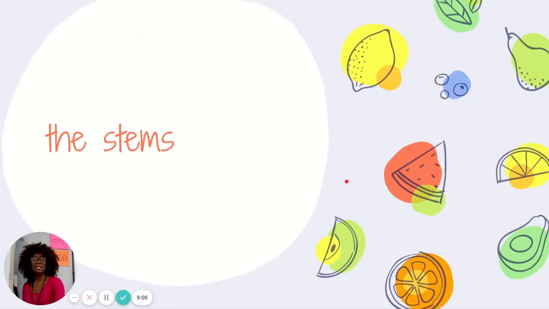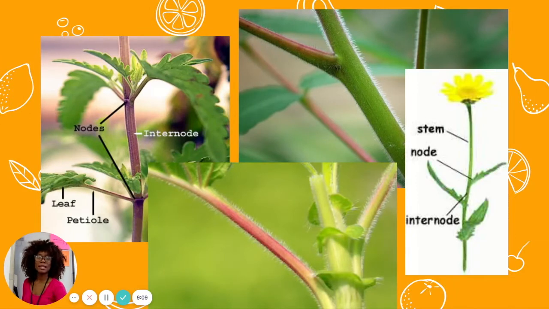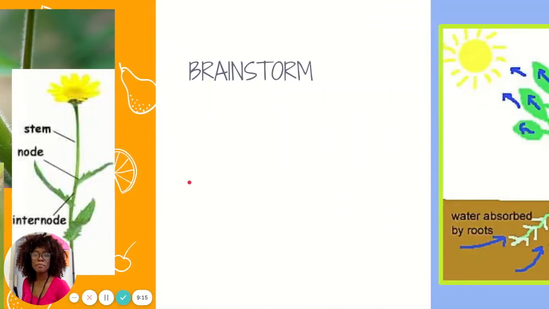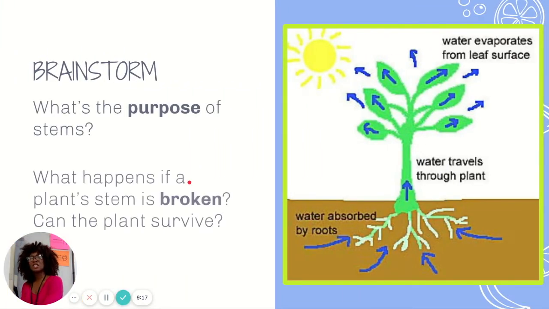Next up, we're talking about the stems. So stems look like this, right? You know what a stem of a plant is, or the stem of a tree, right? Those are all stems. So what do you think actually is the purpose of stems? What do you think happens if a plant's stem is broken? And can the plant survive with a broken stem?